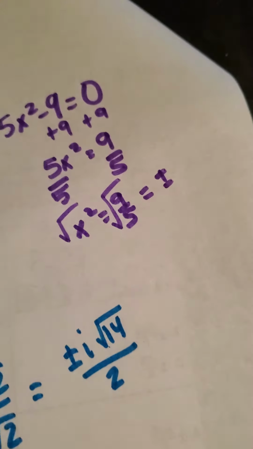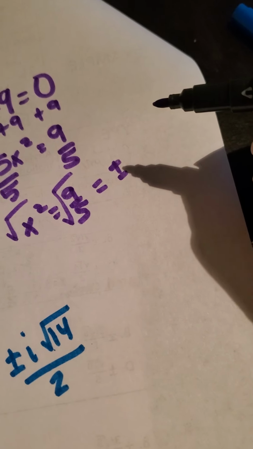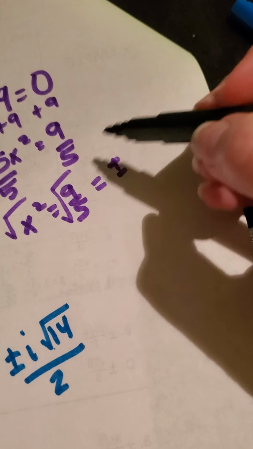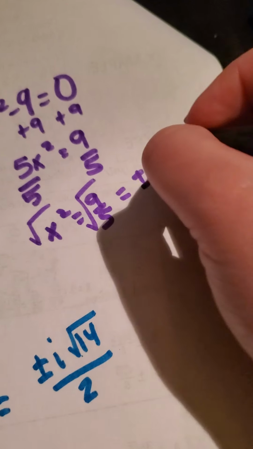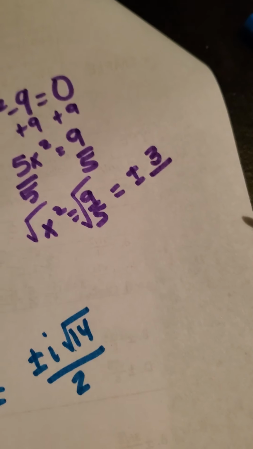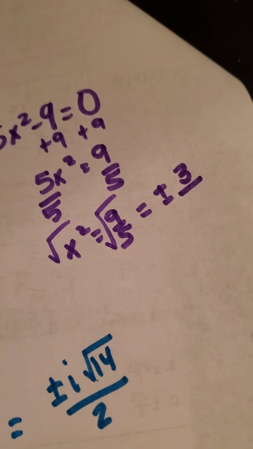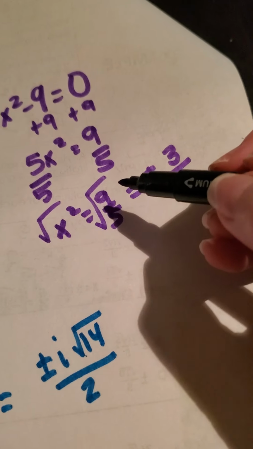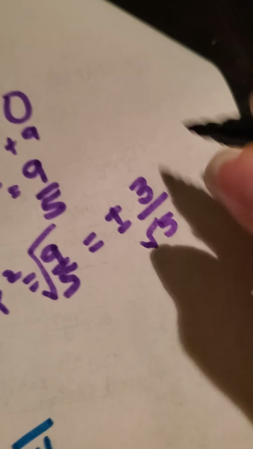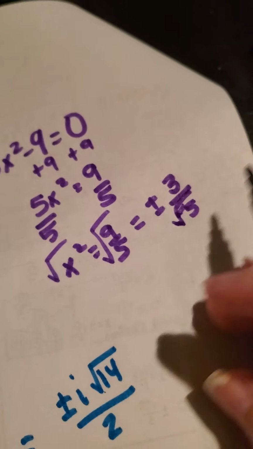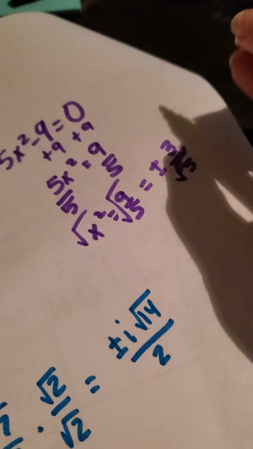I do still keep my plus or minus. I'm positive, so I don't need to bring out an I or anything. But the square root of 9 is equal to 3. So I get to go ahead and put a 3 with no square root, because the square root of 9, my top number, is 3. But the 5, I don't know the square root of 5, so I have to still keep that in the radical. So this actually still needs to be rationalized.